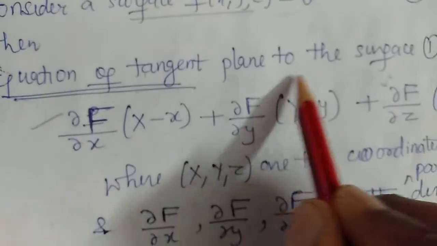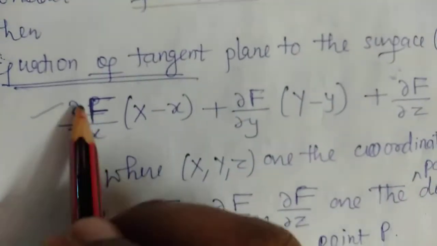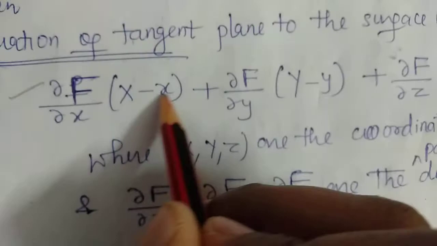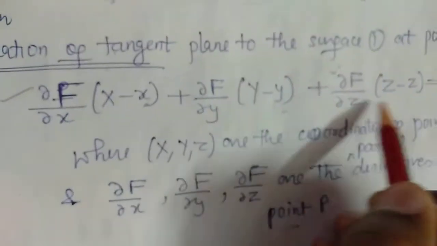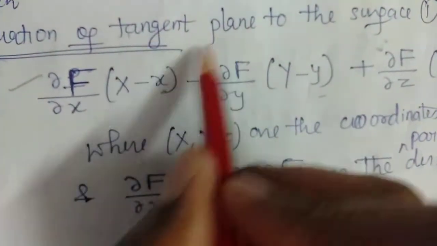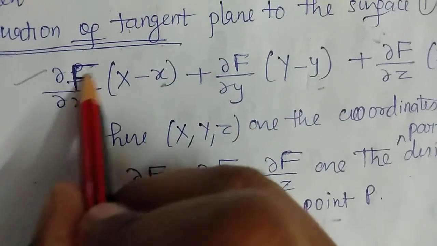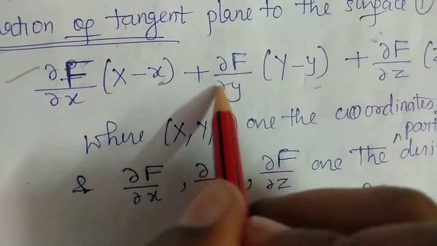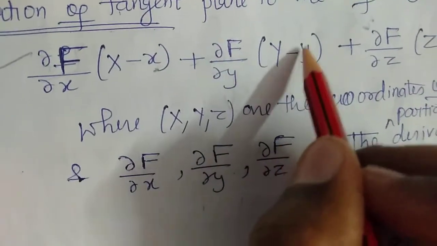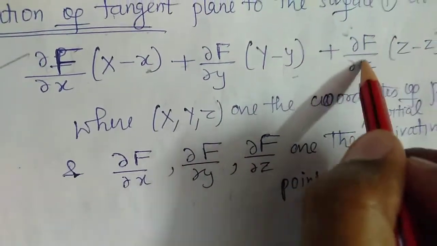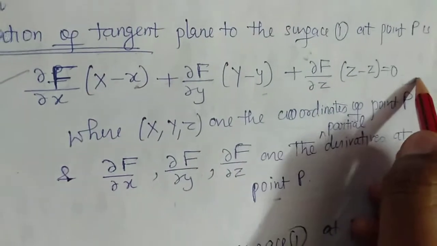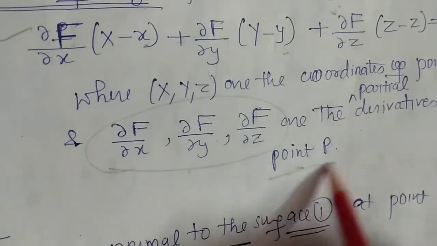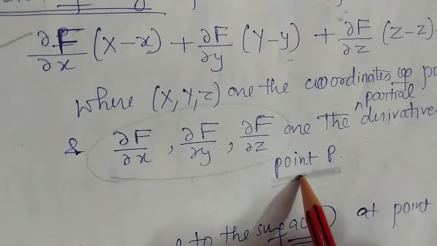Then the equation of the tangent plane to this surface is defined as the equation of a tangent plane at any general point. We have considered a general point x y z. Then this equation of a tangent plane is defined as partial derivative of a surface with respect to x, x minus x, partial derivative of a surface with respect to y, y minus y, partial derivative of a surface with respect to z, z minus z is equal to 0. These are the partial derivatives of a surface at the point on which we have to find the tangent plane.